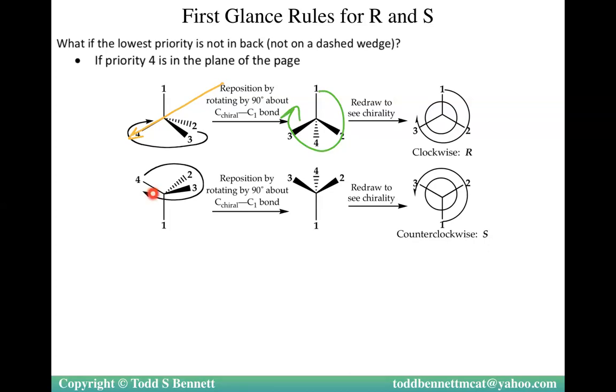If number 4 is here, same story. I want to rotate it to the back. I don't want to rotate it that far, I just want to rotate it just enough to get it back about 90 degrees. So if I draw my circle, 1, 2, 3, counterclockwise, so S.